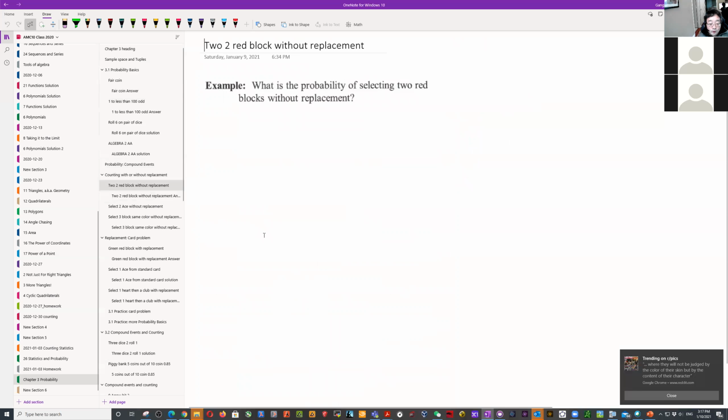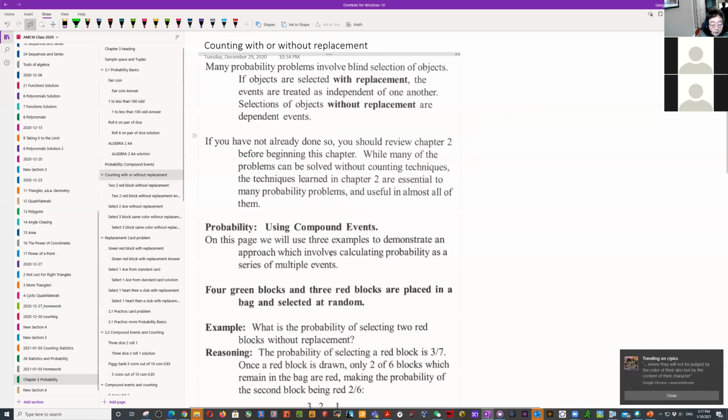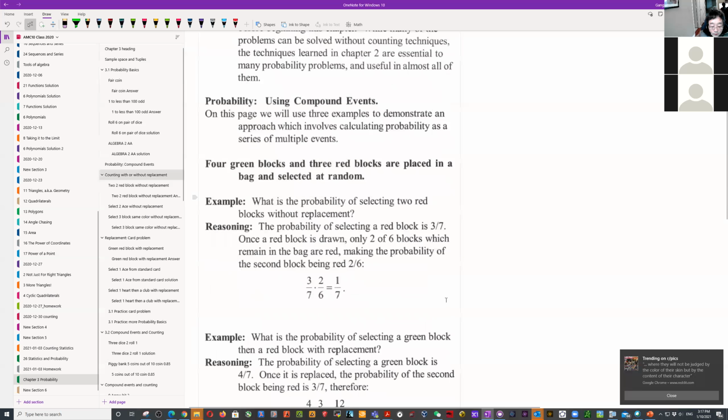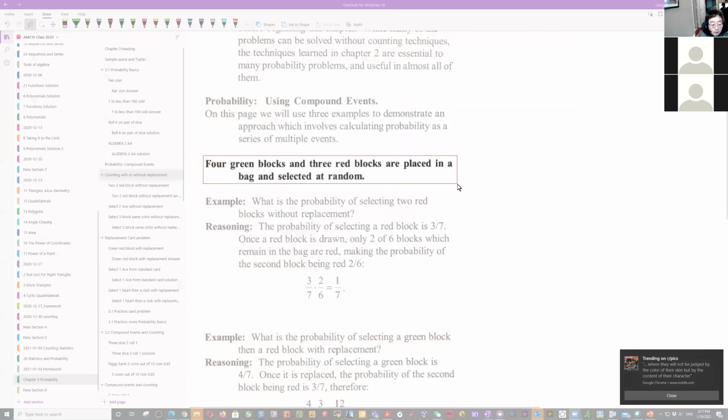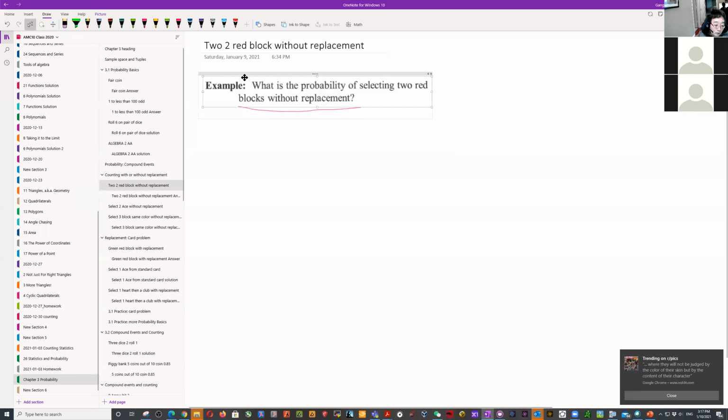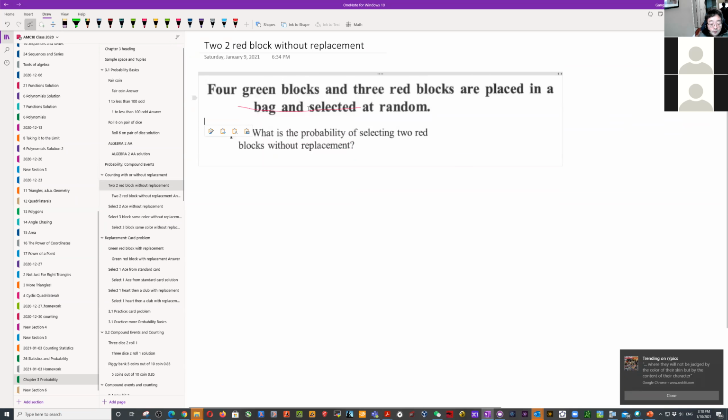So let's try to do the two red blocks. What's the probability of selecting two red blocks without replacement? So basically we have this, like four. I didn't copy the whole problem.